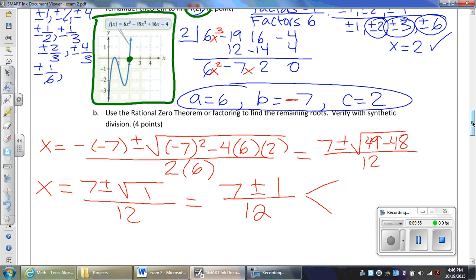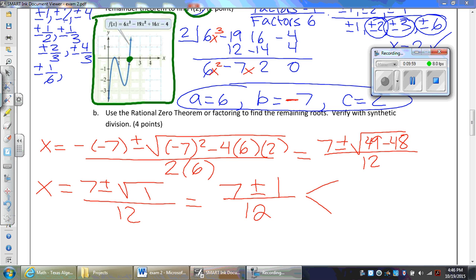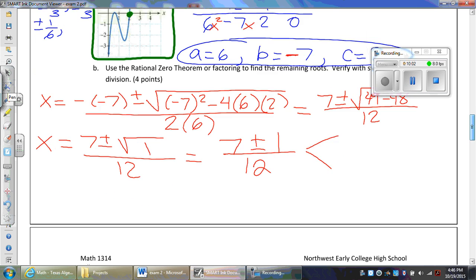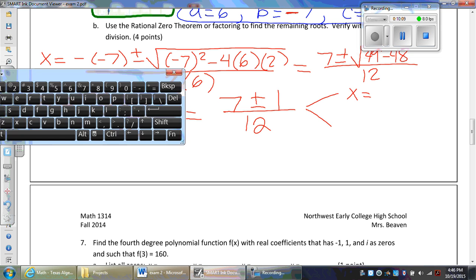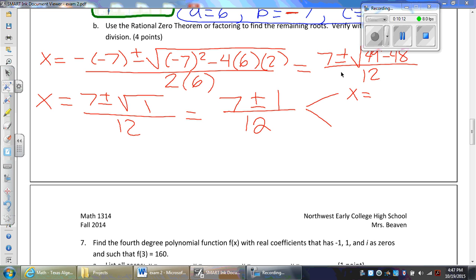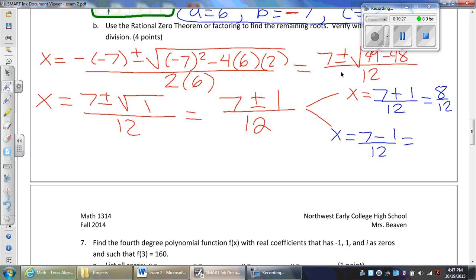Now keep in mind that here you have two answers. One will be x is equal to 7 plus 1 over 12, and the other one is x is equal to 7 minus 1 over 12. 7 plus 1 is 8, so 8 twelfths. 7 minus 1 is 6, 6 twelfths. And then, of course, you reduce it. So one of them will be 2/3, thank you, and 1/2.